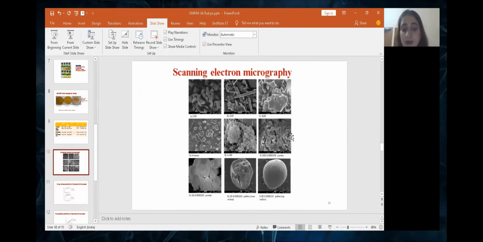Then these are the images of excipients as well as the formulations. This is for curcumin, quercetin, probiotic, Aerosil, and then non-spray dried powder, which is in agglomerated form. But after spray drying, this agglomerated form has been converted into spherical pellets.